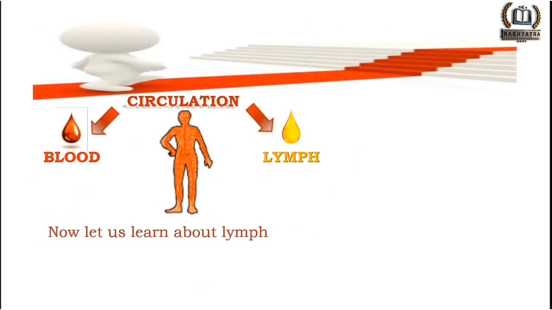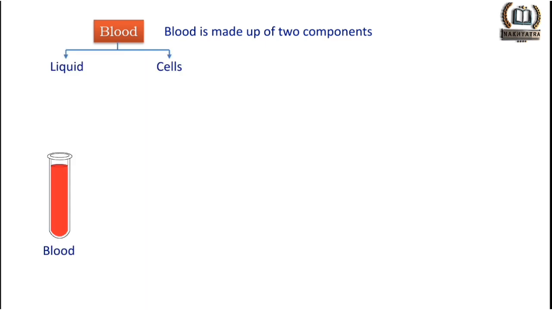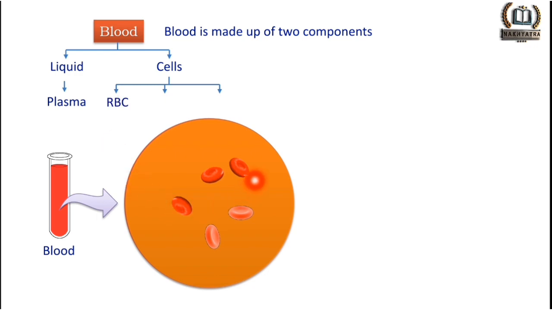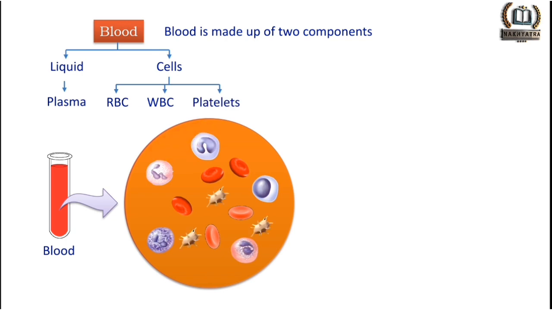So guys, now let us see circulation. We have already completed blood circulation. Now let us learn about lymph. Now see, blood is made up of two components: liquid and cells. The liquid is plasma, and the blood cells are RBC, which stands for red blood corpuscles, WBC, which stands for white blood corpuscles, and platelets.